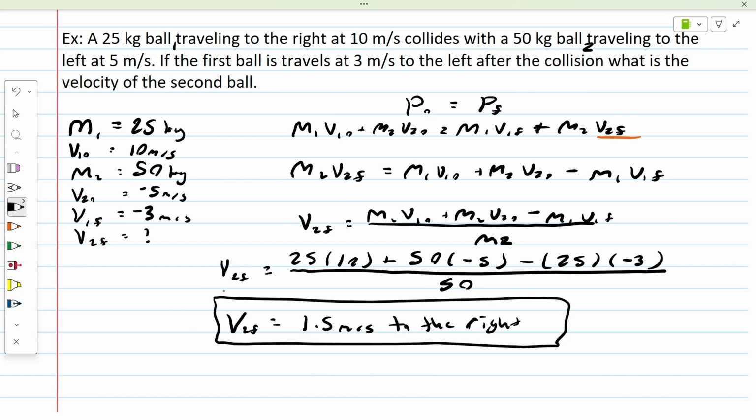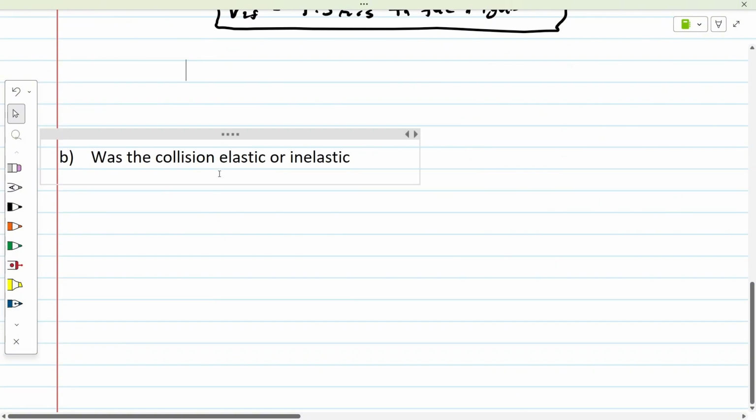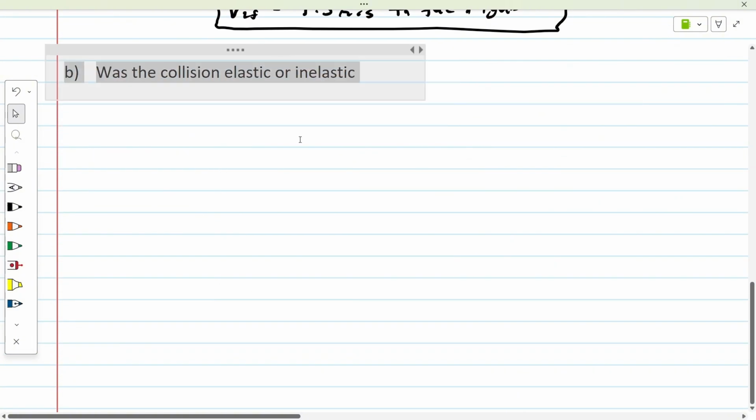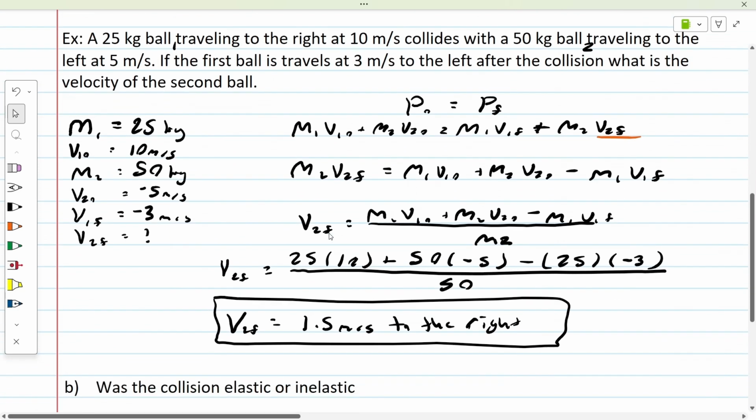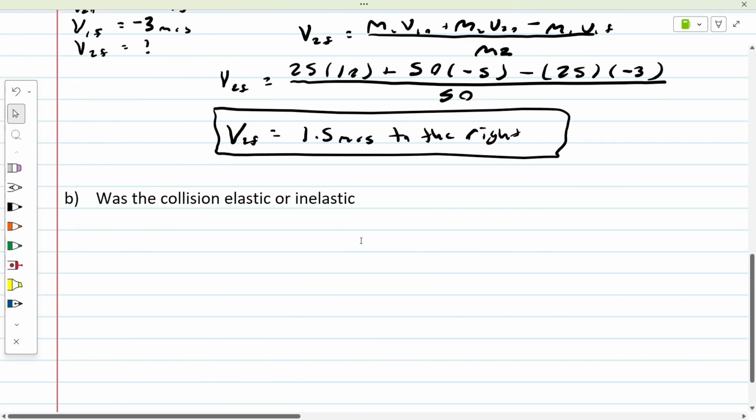But now you may be thinking, how do we know if this was elastic or inelastic? Well, we're actually able to check that, and that's what the next one is asking. Was this collision elastic or inelastic? So, how can we tell? Well, we know if it's perfectly elastic, then the kinetic energy is going to be conserved. So we can actually check, does the kinetic energy change from initial to final? So let's go ahead and calculate the initial and final kinetic energies.